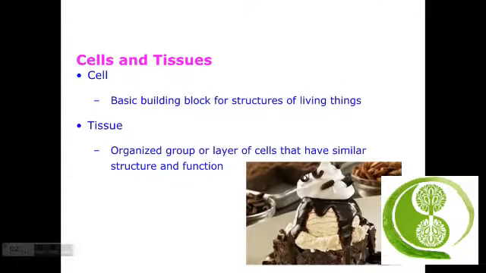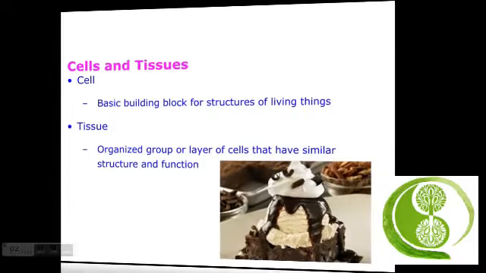Cells and tissues are the main topics we're going to be talking about today. And we break those down into two different groups. One section will be cells, one section will be tissues. We'll start out with the cell, of course. The cell is the basic building block for structures of living things. And then tissue is defined as an organized group or layer of cells that have a similar structure and function.